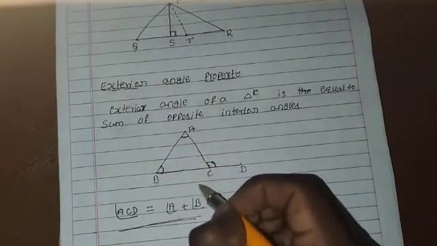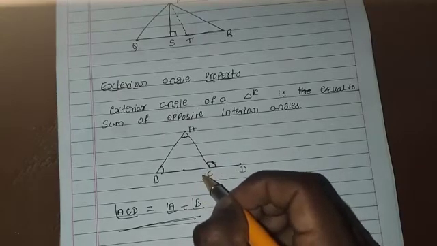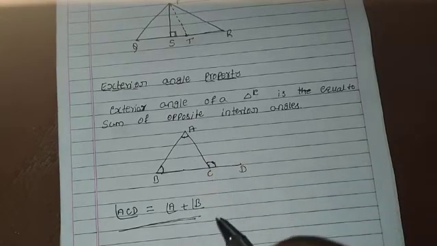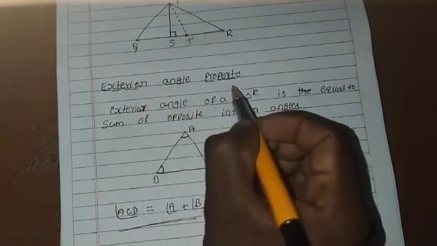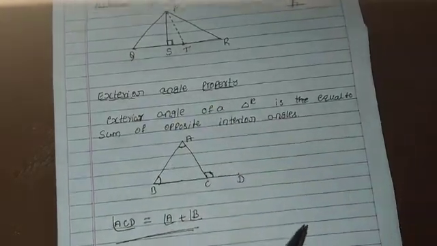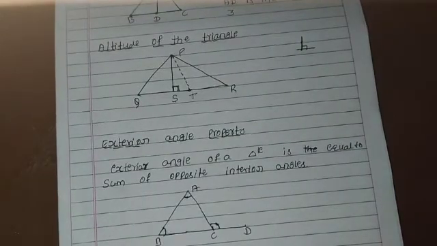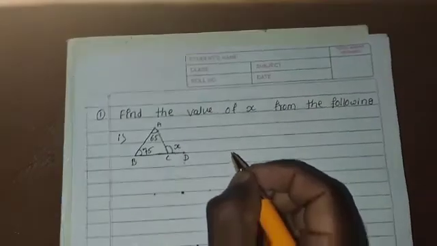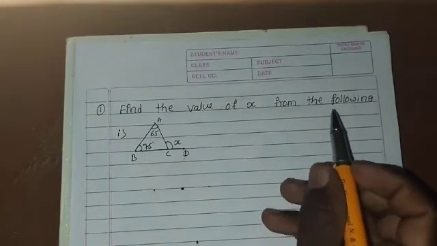By using the exterior angle property, we can solve some problems. The problems based on the exterior angle property are very, very important for your midterm exam. Now, this is the first problem. Find the value of x from the following.